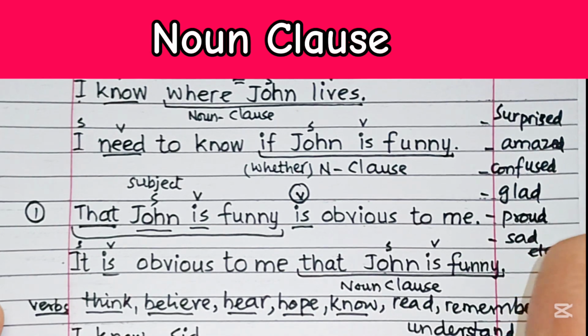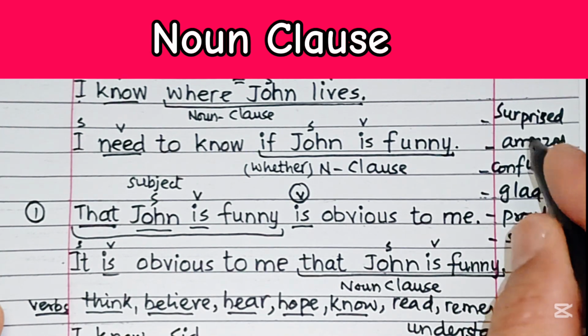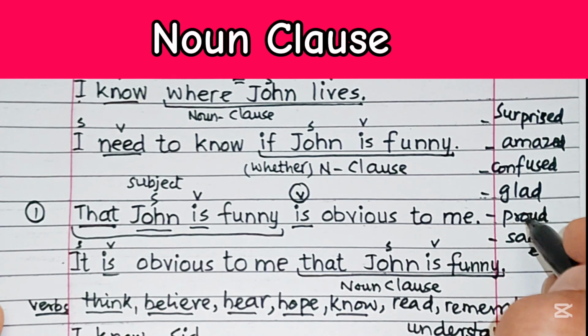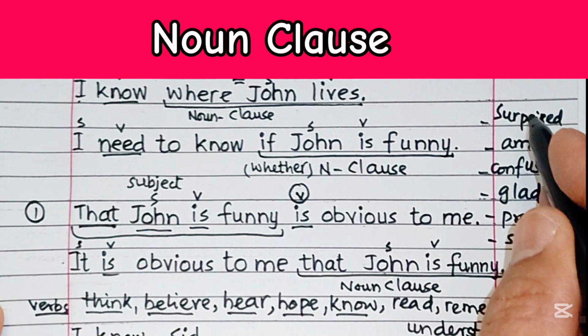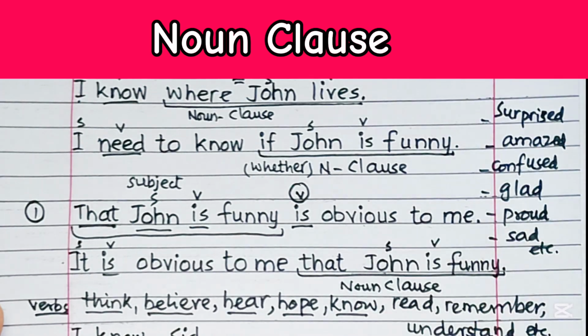This sort of adjectives that have feelings in them, they can also be used in order to develop, or in order to have a noun clause. So these are the adjectives which reflect some personal feelings, and we can use them in order to have a noun clause. For example, I am surprised that he is arriving. We are glad that he is going to be the co-host. Similarly, we can use other words as well.